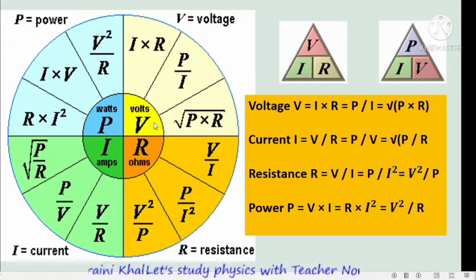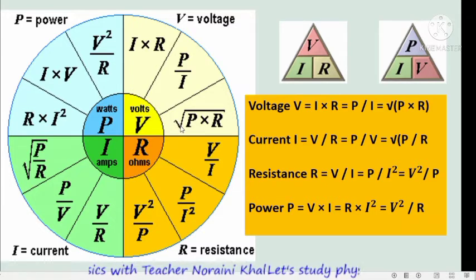If you want to determine volt or voltage, V equals IR, which is known as Ohm's law. V also equals P divided by I, or V equals square root of P times R. From here, we can derive the formula by just arranging the formula to make V the subject. So we get V equals square root of P times R.